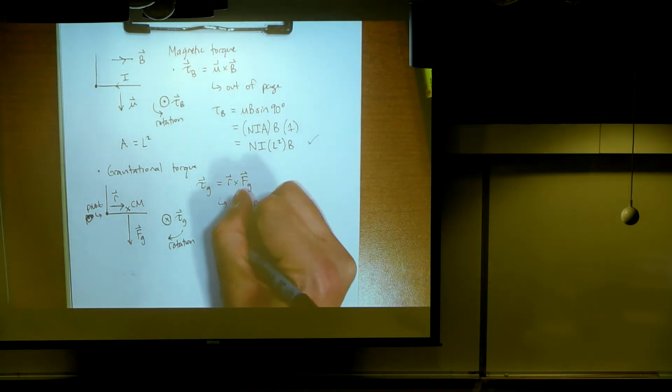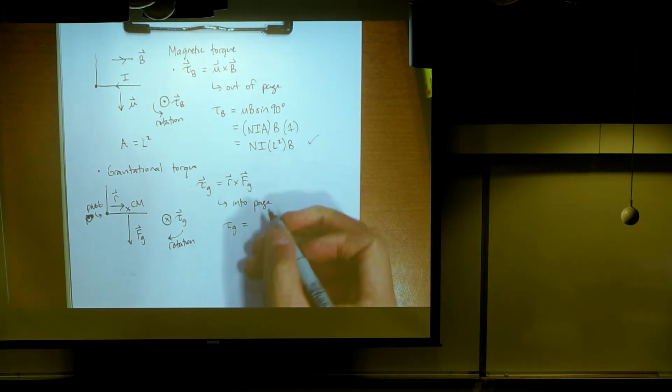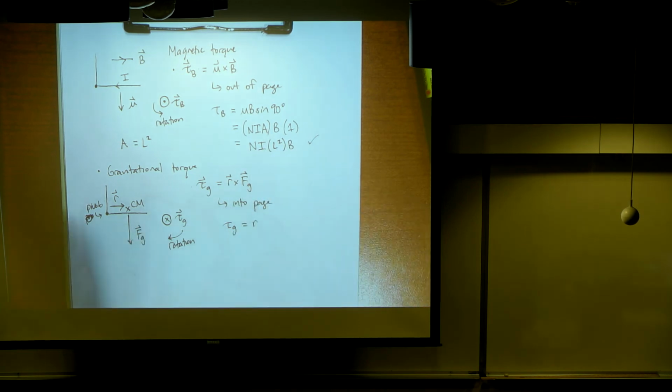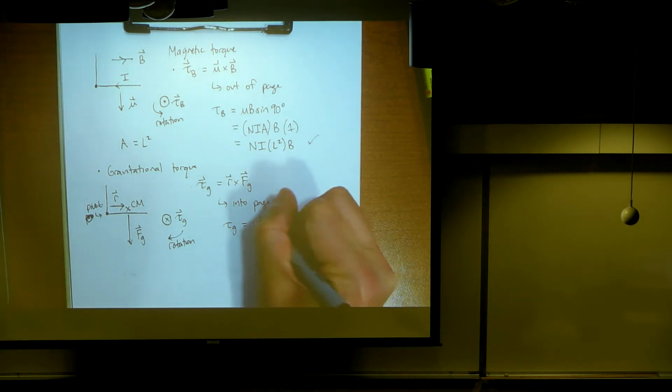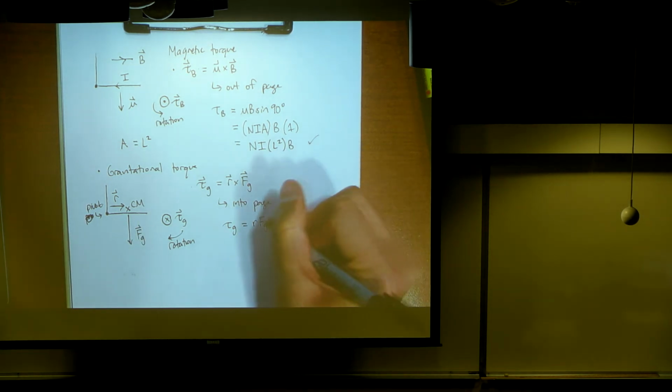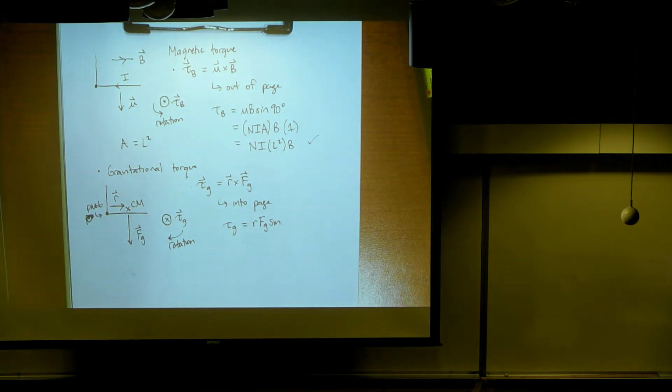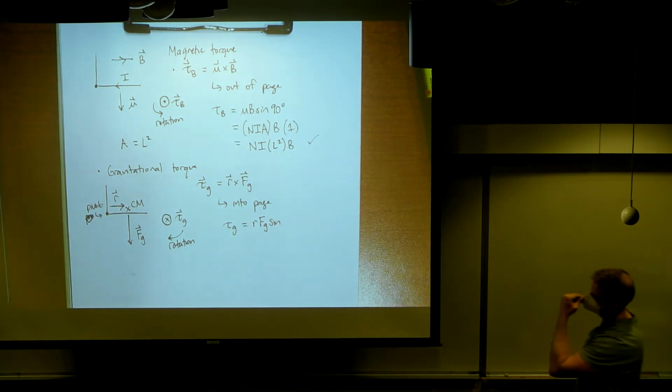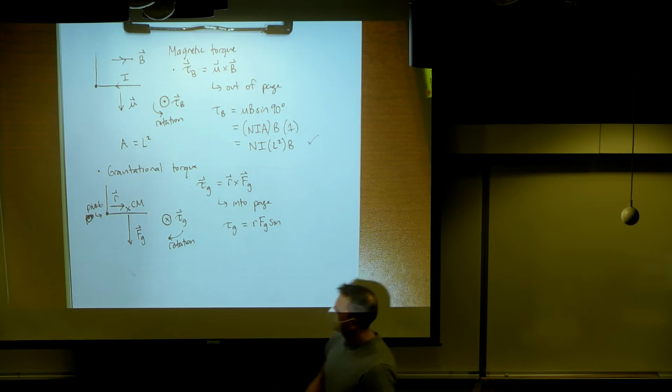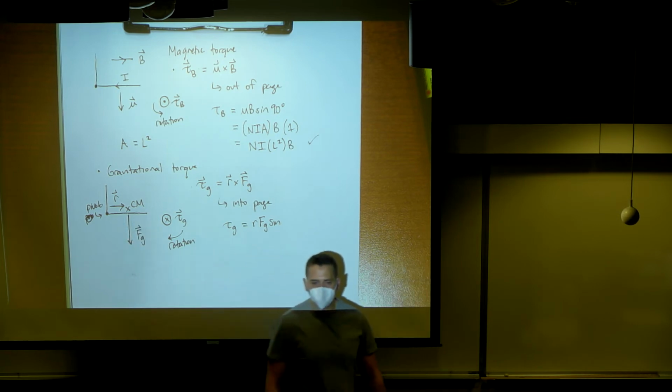All right, for the magnitude of this torque, that's going to be magnitude r, the magnitude of our gravitational force, and then the sine of the angle between them. But what is the angle between them here? 90. Yeah, this vector and this vector are 90 degrees.